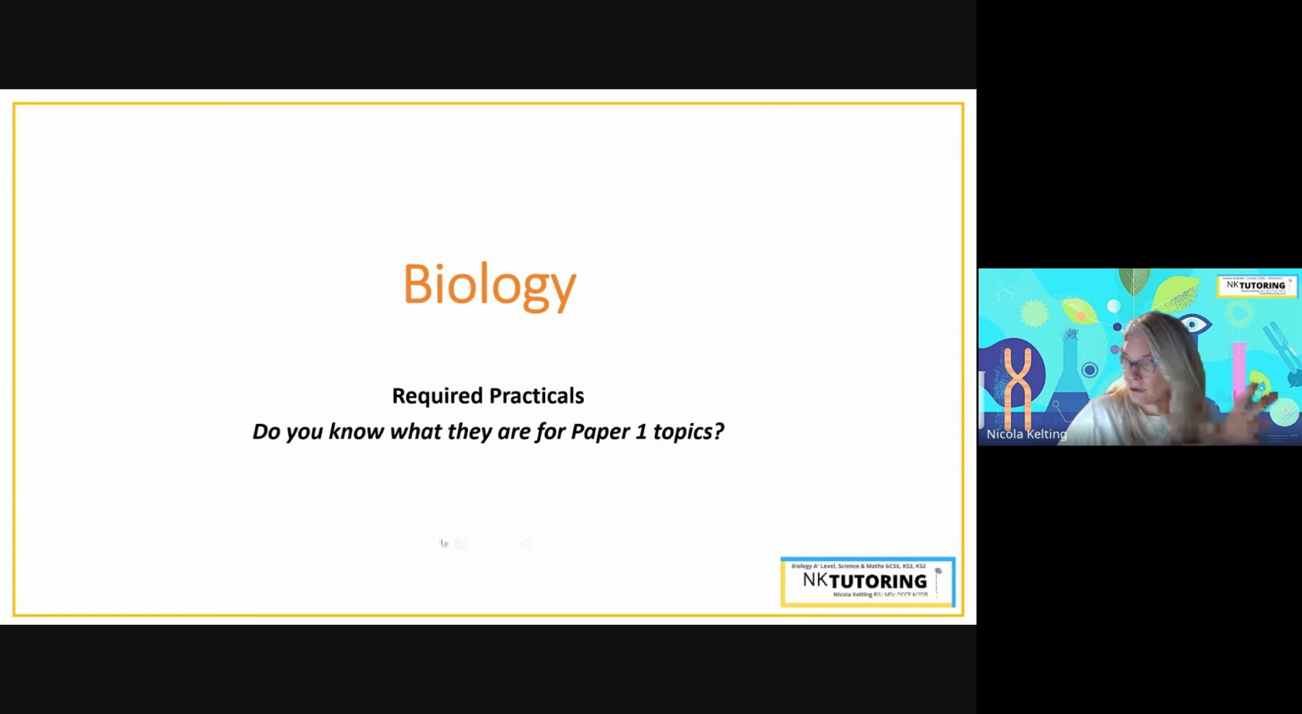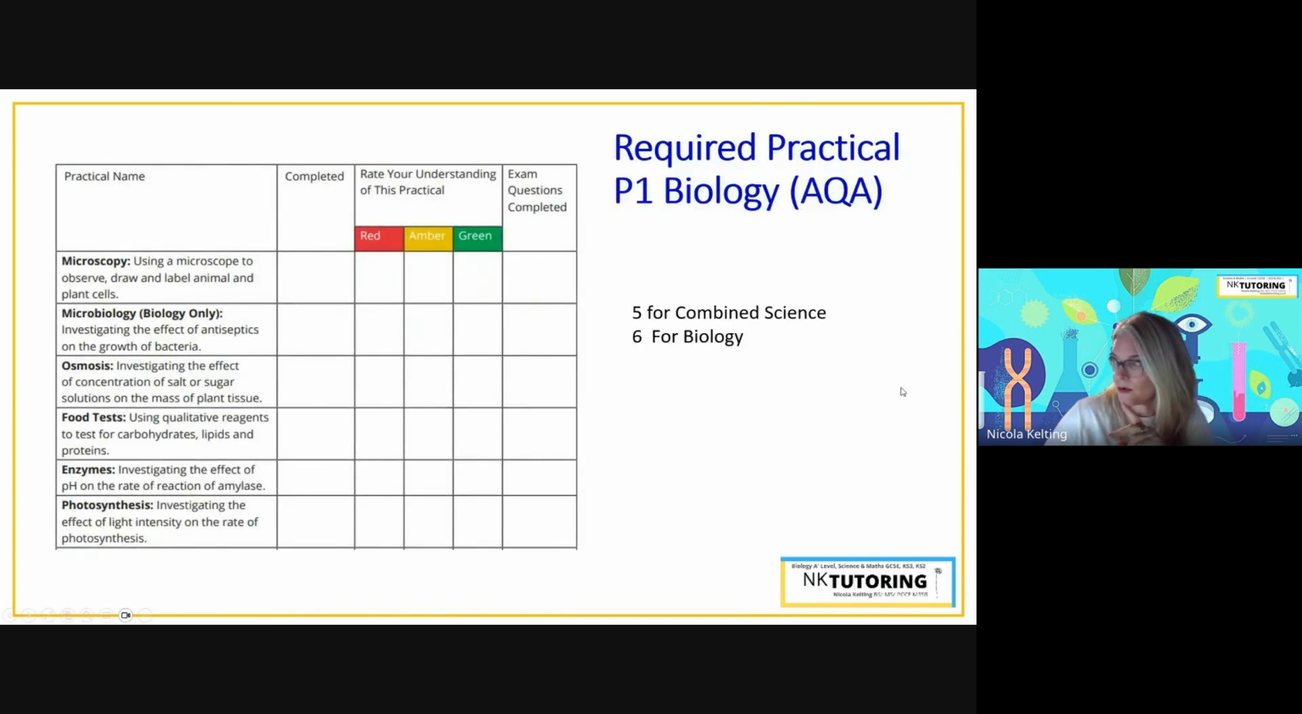So depending on whether you're combined sciences or biology, there's 5 for combined sciences and there are 6 for the straight biology. So you can see the list here. There's microscopy, work you'll have done in year 7, but you do specifically again in year 9 or year 10, that is more specific and applicable to GCSE, and it will have the magnification calculation in it as well.